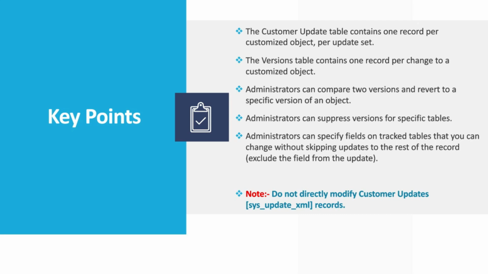Administrators can suppress versions for specific tables. Administrators can specify fields on tracked tables that you can change without skipping updates to the rest of the record, which excludes the field from the update. Note: do not directly modify customer update records.